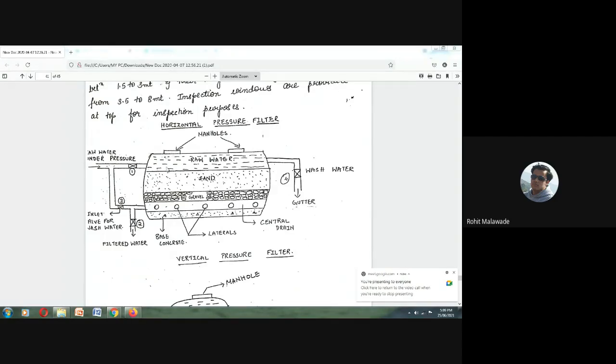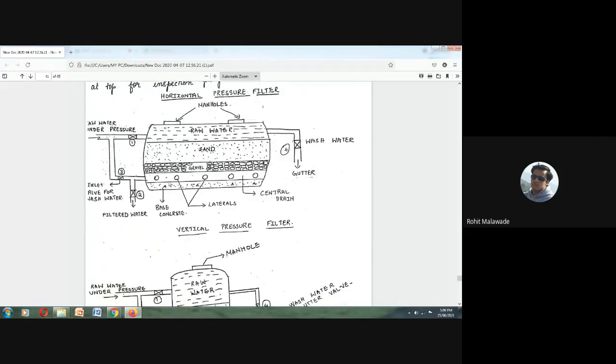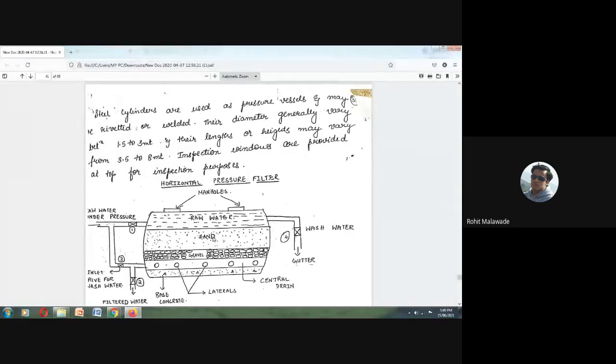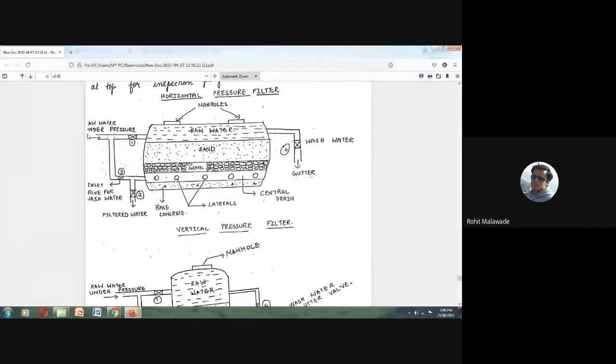Here, this we call a horizontal pressure filter. The reason is that the water flows horizontally, and the shape is also horizontal. So we call it a horizontal pressure filter. Okay, so now we will see the working condition. Again, the raw water to be treated is taken from valve number 1. We allow it to flow through the layer of sand, then the layer of gravel. It passes into the under drains and is collected from valve number 2.